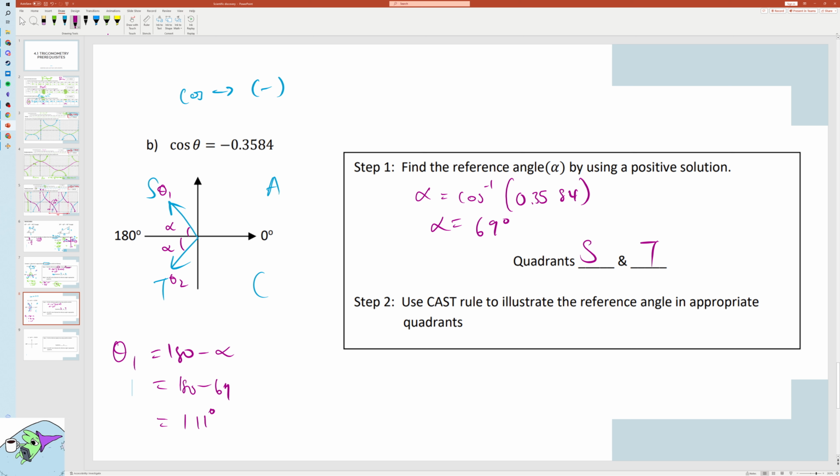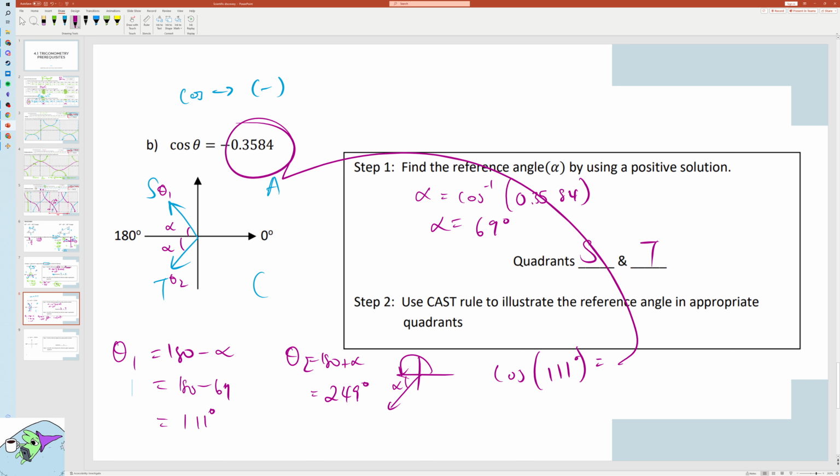Okay, let's take that away now. We'll do the same analysis one more time. For theta 2, we have to travel all the way from here to here. So first we'll have to travel to the 180 mark once again, but that's not enough. We still have not reached that little angle, so we have to go an extra little bit, plus alpha. So that's 180 plus 69, which is 249 degrees. And those are your two angles. By the way, you can quickly double check: do cosine of 111, and hopefully you're going to get that original result back.